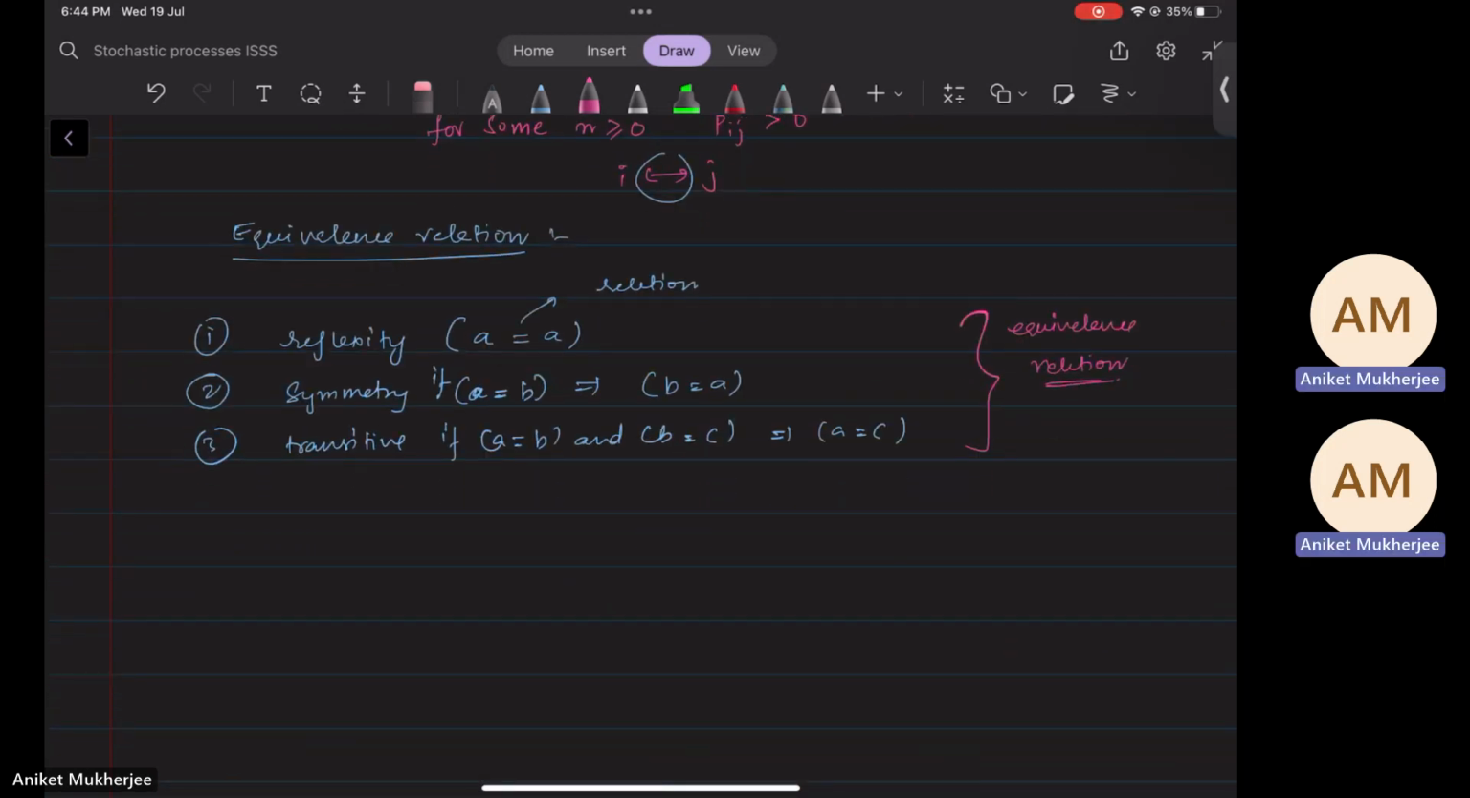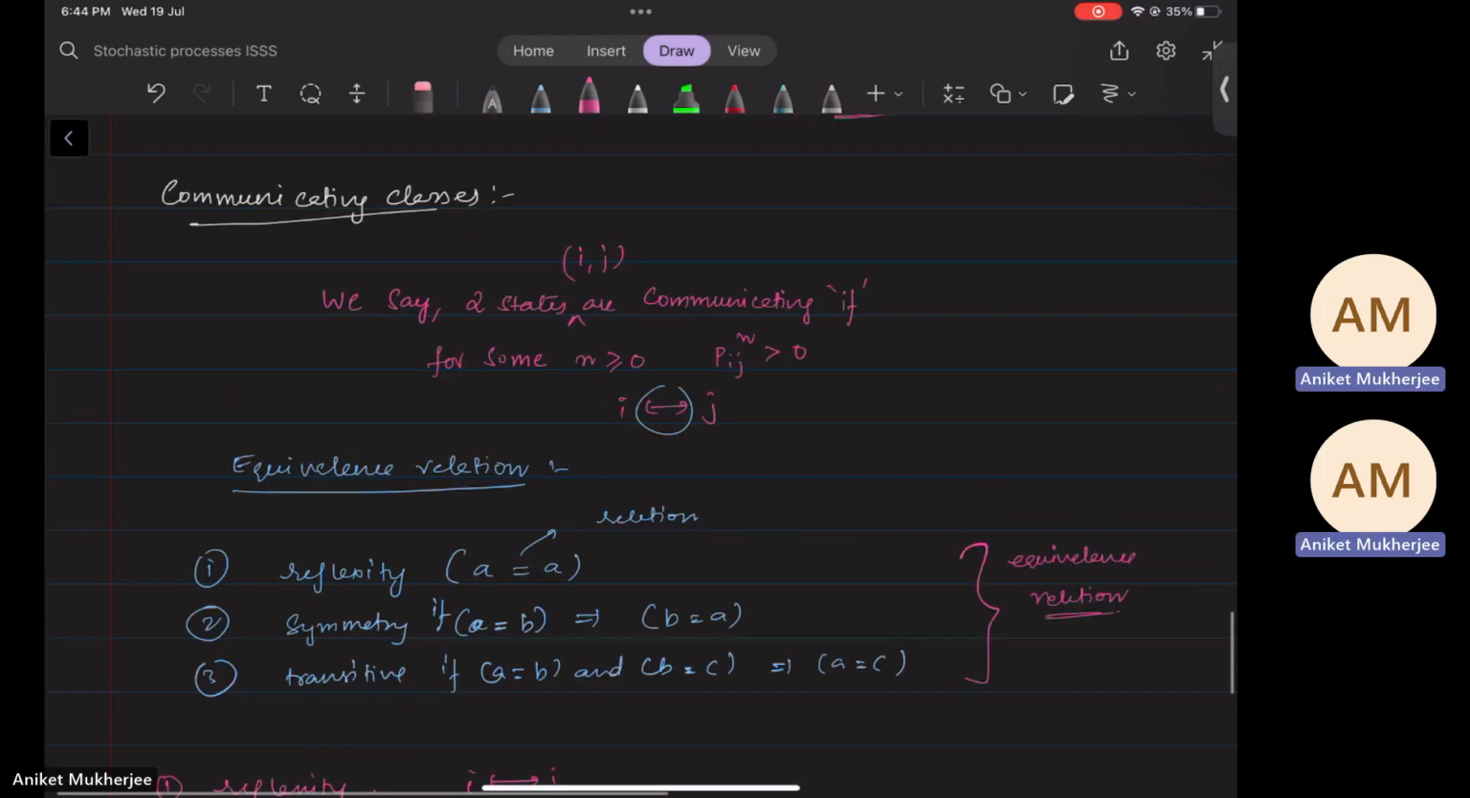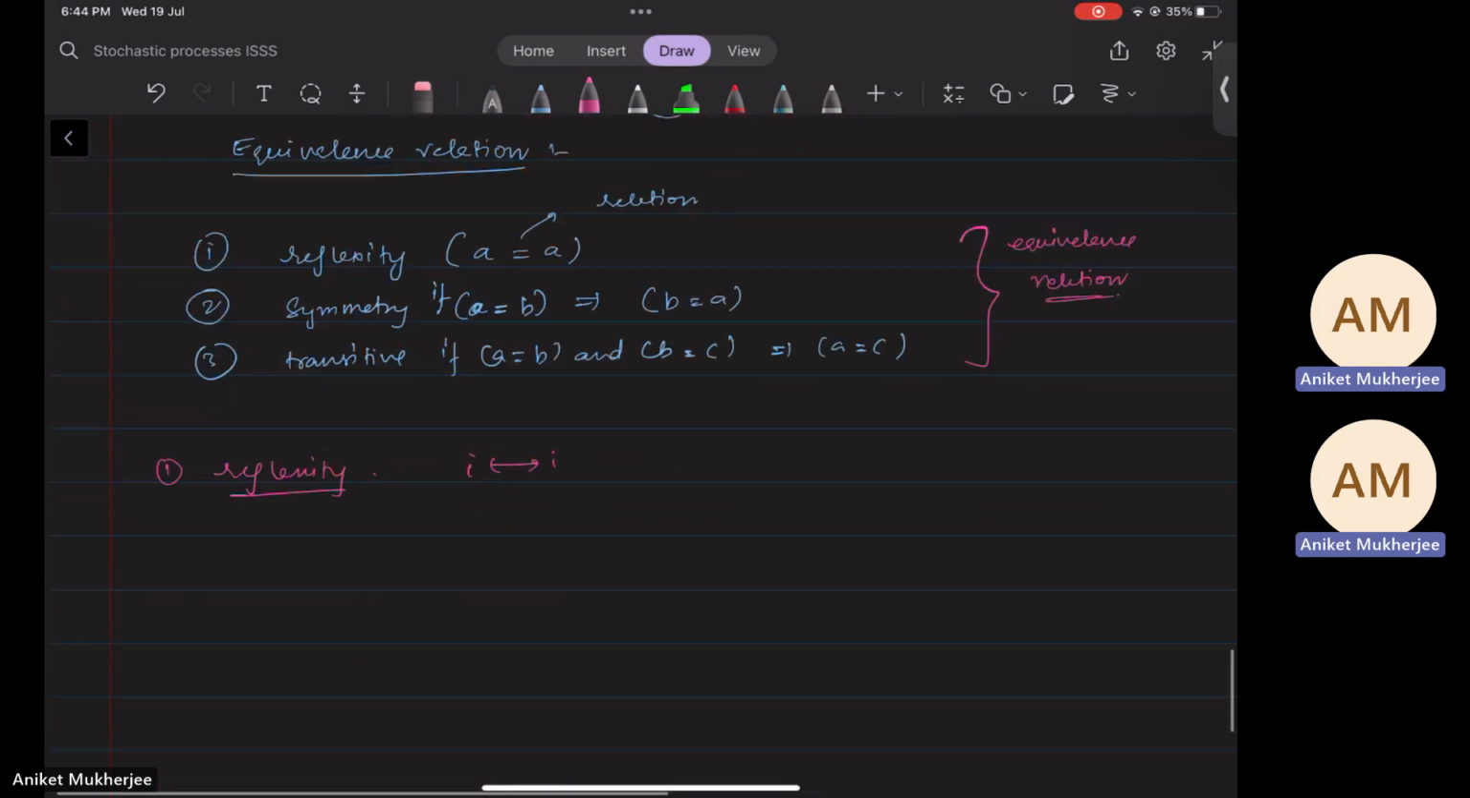Communication is an equivalence relation. We'll show that. First, reflexivity: i communicates with i. From the definition, you can see that if n equals 0, then p_ii is greater than 0. It will be 1, because you are at the same place in 0 steps. You have not taken steps, you are at i. So i communicates with i and vice versa. So this is true, and from the definition we can say that it is a reflexive property.